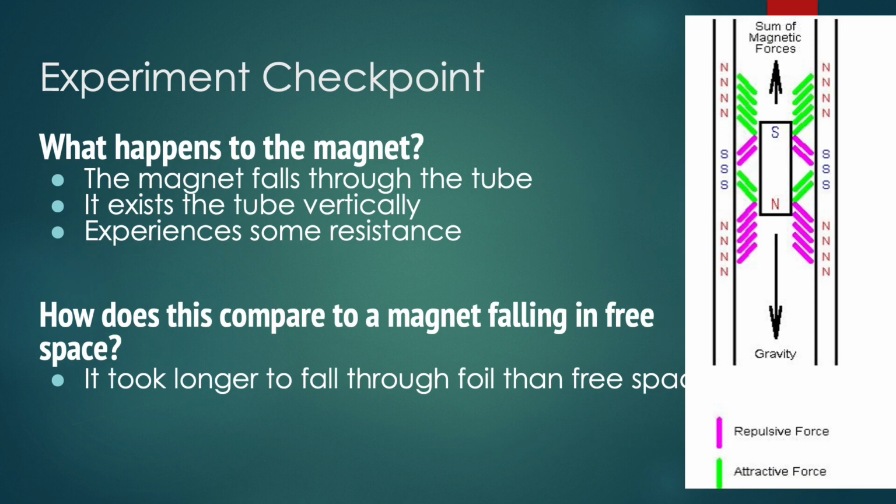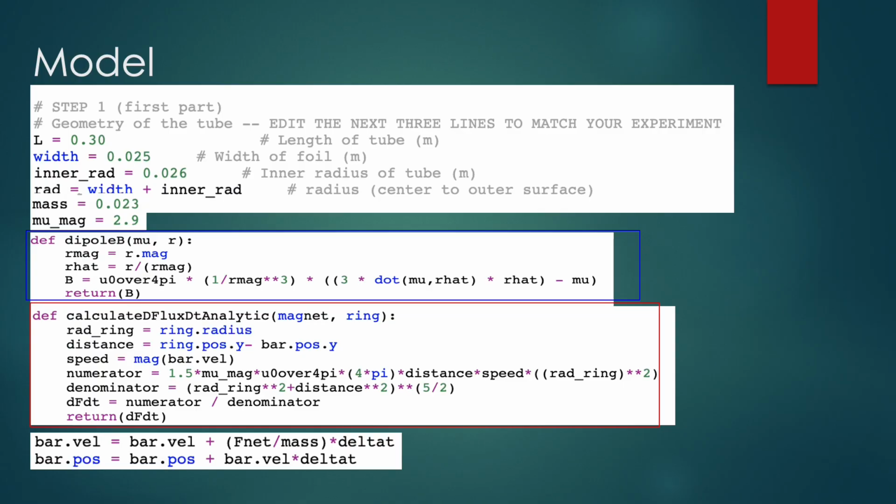So what happens to the magnet during these trials? The magnet falls vertically through the tube. It actually fell slower than I had anticipated and experienced some resistance along the way. So how does the magnet falling through the tube compare to free space? I found it took longer to fall through the foil than in free space, and this could possibly be explained by magnetic braking.